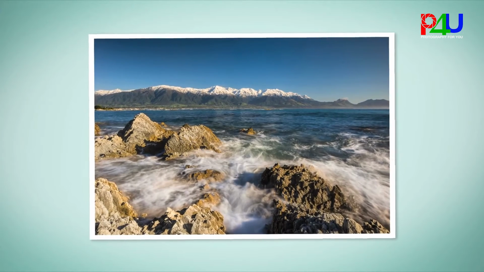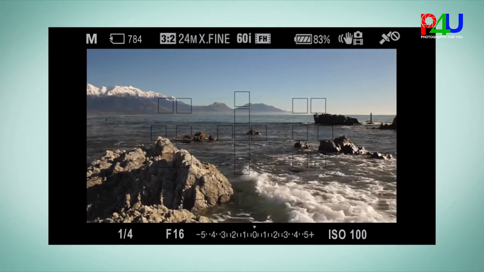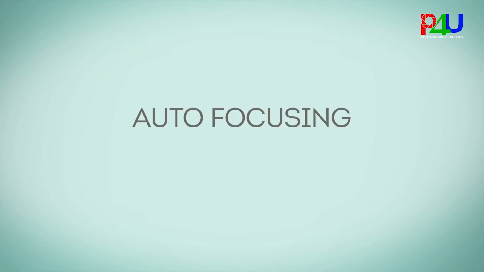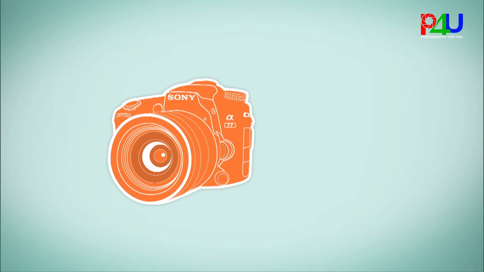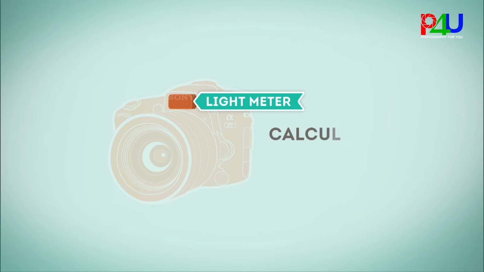Ever wondered how your camera produces well-lit images every time you take a photo? When you squeeze the shutter release button, you actually trigger two actions: autofocusing and exposure metering. Looking at exposure metering for a moment, the camera uses its light meter to calculate the amount of light needed to create a balanced exposure.